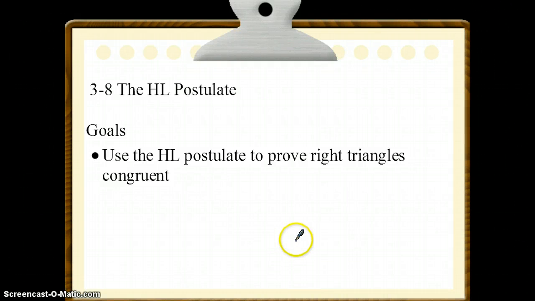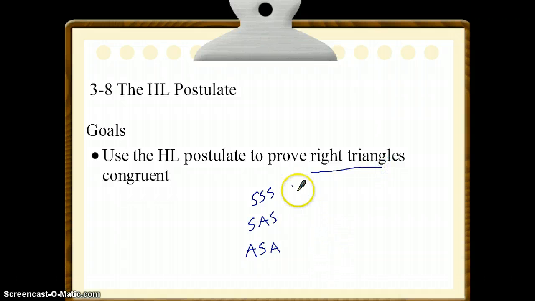Welcome to Section 8 of Chapter 3, the HL Postulate. In this section, we're going to use the HL Postulate to prove right triangles congruent. So far, we have three postulates to prove triangles congruent: side, side, side; side, angle, side; and angle, side, angle. Today we're going to look at one more postulate that works specifically for right triangles.